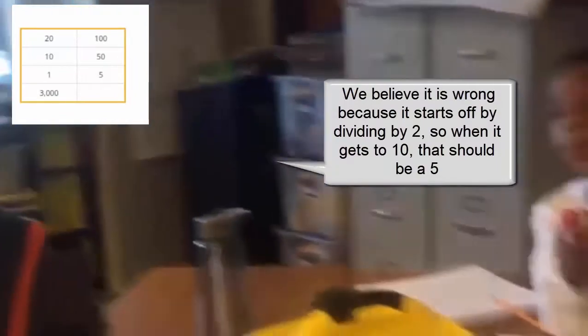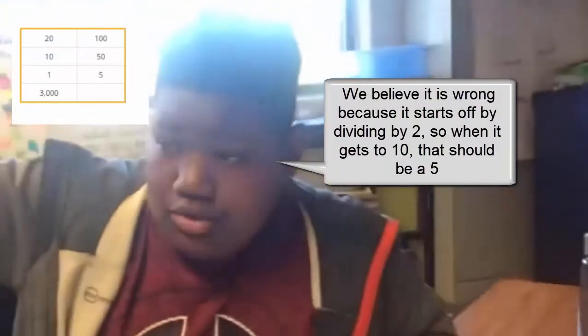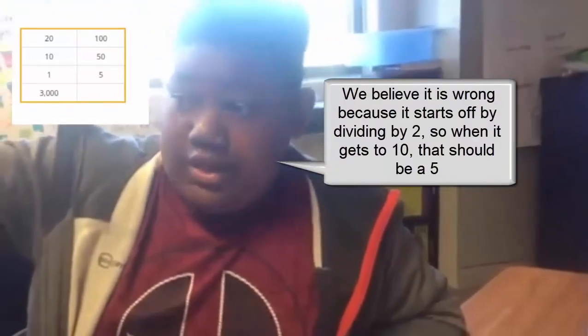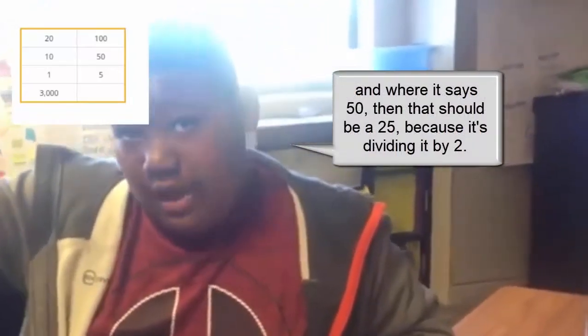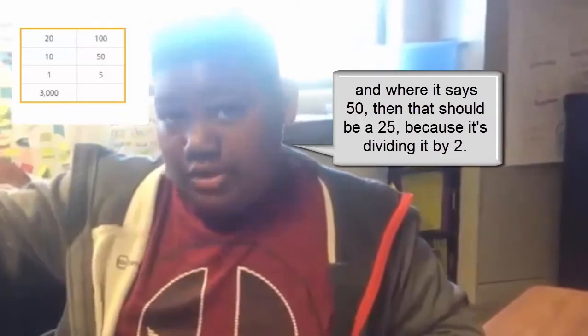I'm going to think back here. So the table is wrong because it starts off by dividing by 2, so when it gets to 10, that should be a 5, and where it says 50, that should be 25. Okay. It's just dividing it by 2. So you're thinking it should be divided by 2.